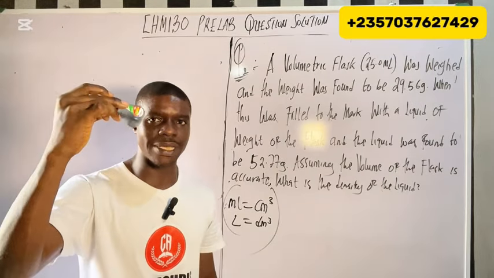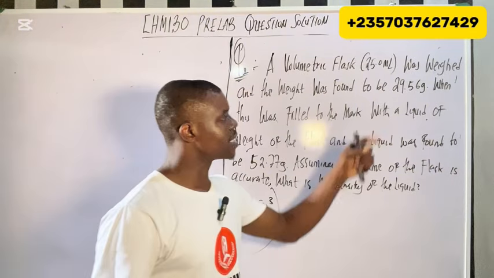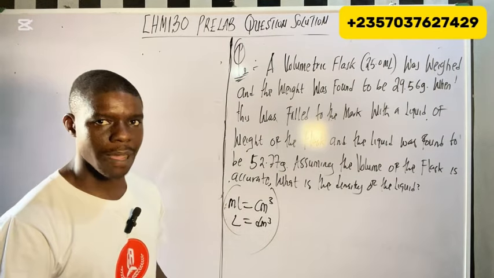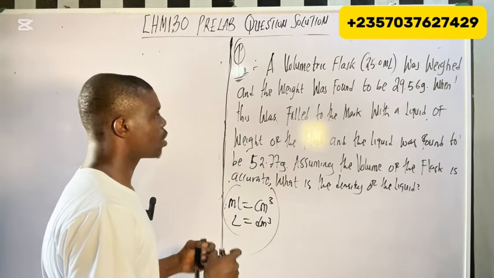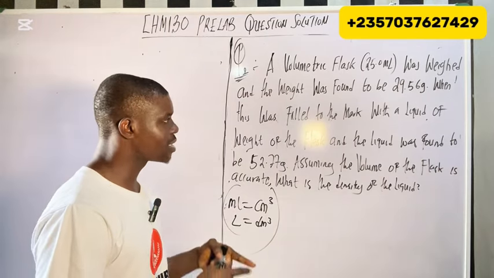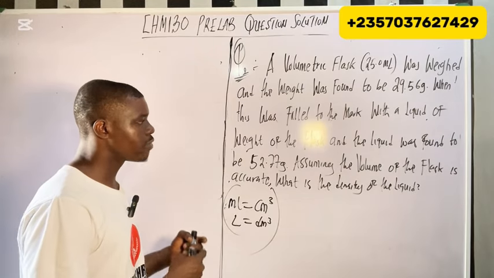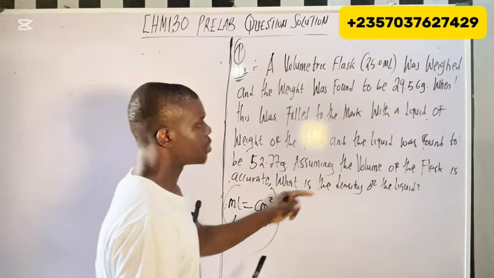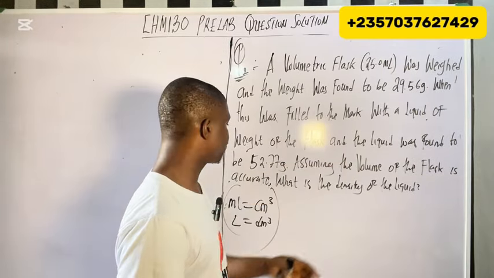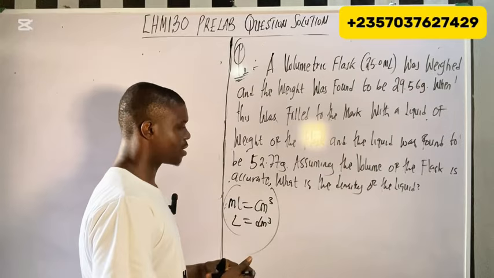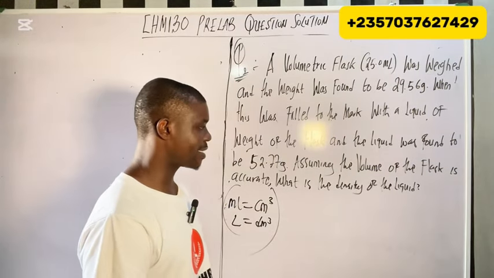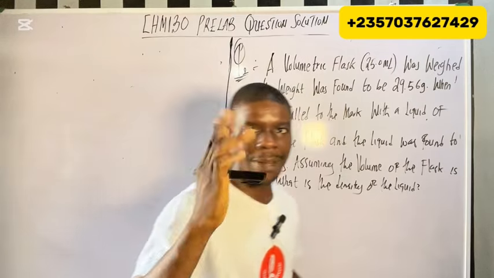So when you measure it, it was 29.56 gram, right? When this was filled with liquid, the weight of the flask and the liquid was found to be 52.77 gram. Assuming the volume of the flask is accurate, finding the density of the liquid is very easy. So let me explain it here.